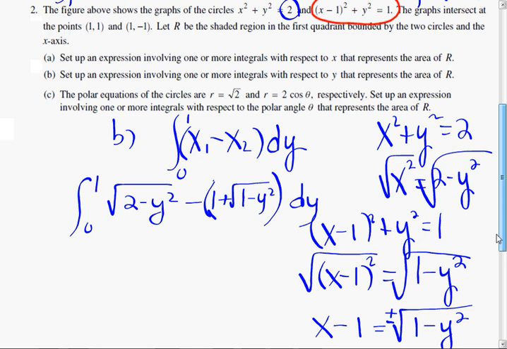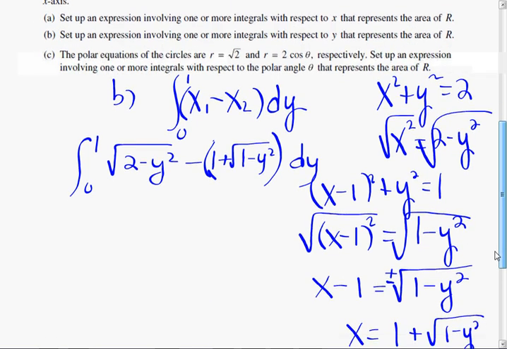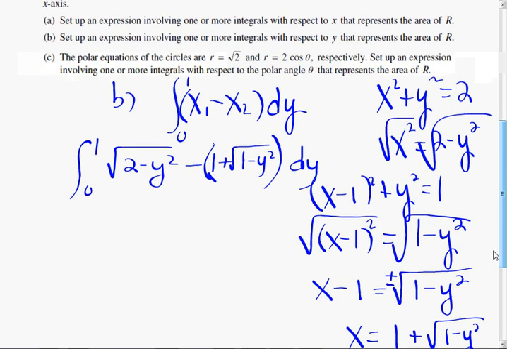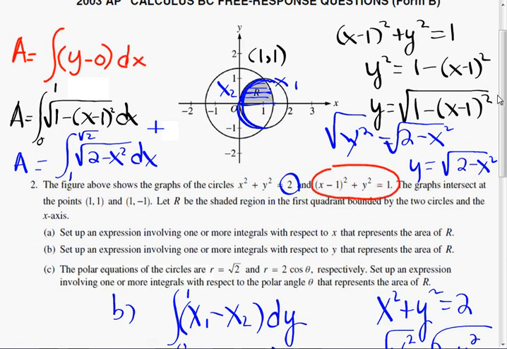Okay, the polar equations of the circles are given. Set up an expression with respect to the angle that represents the area of R. So now, this one's tricky. I want this region. So where's my angle going to start? It's 0, and it's going to go up to here.